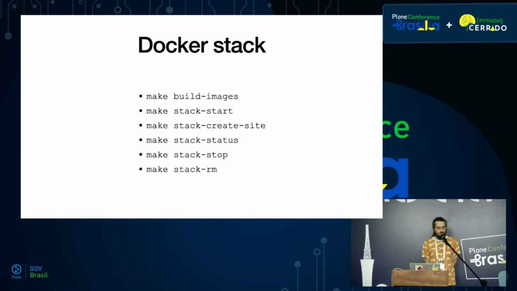The template also includes a Docker stack. This is intended mostly for testing things locally, but with a set of Docker images that are connected to each other, somewhat similar to a production deployment. So there's a command to build images, which will build both the front end and back end images just locally. And then a bunch of stack related commands. So start the stack, create a site in the stack, check the status, stop it, remove it. And the stack in this case means a Docker Compose stack that includes a back end and front end, and I think Traefik as a web server.